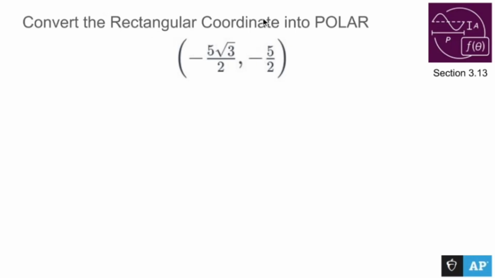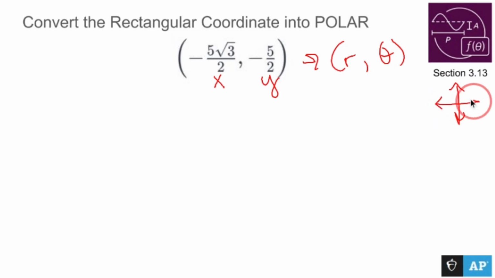Convert the rectangular coordinate here into polar coordinate. So this is a rectangular coordinate, and I need to make it look like this. Now, what we do when we're dealing with rectangular coordinates is I know that this is going to be some point in the third quadrant, right? It's going to be some point down here somewhere, don't know exactly where, but it's going to live down there.